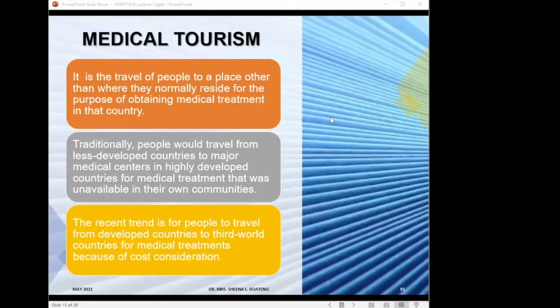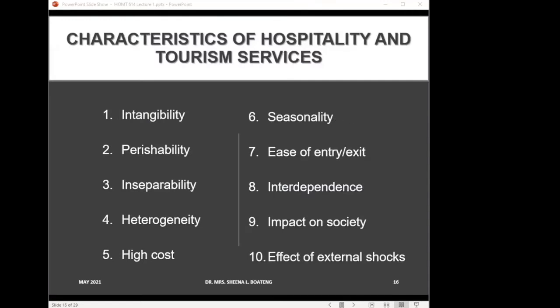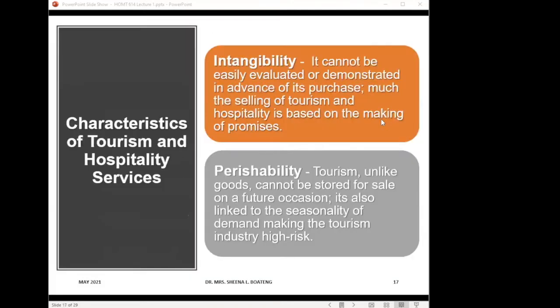So now that we do know about these types, let's look at the characteristics of hospitality and tourism services. And we will discuss 10 main characteristics, starting from intangibility. Now, intangibility here refers to the fact that hospitality and tourism services cannot be easily evaluated in advance of their purchase.